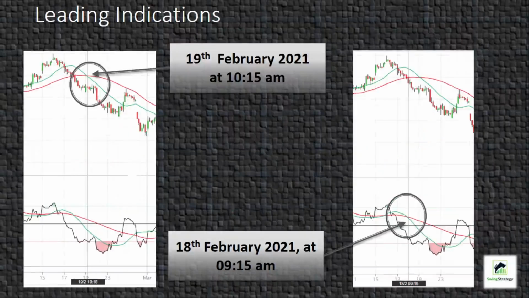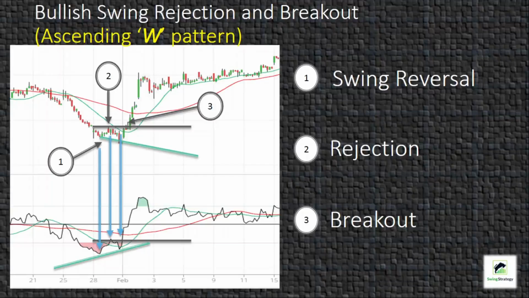Similarly, on 19th February 2021 at 10:15 am, there was a moving average crossover in the price chart. But this crossover had already happened in the RSI chart on 18th February 2021 at 9:15 am itself. That is 1 trading day before, we can expect this crossover to happen. This is called leading indication. Now we'll see how we can use RSI for making advanced predictions about breakout.